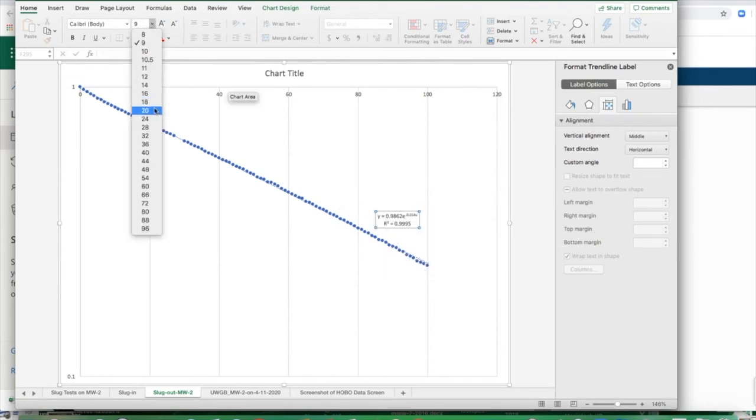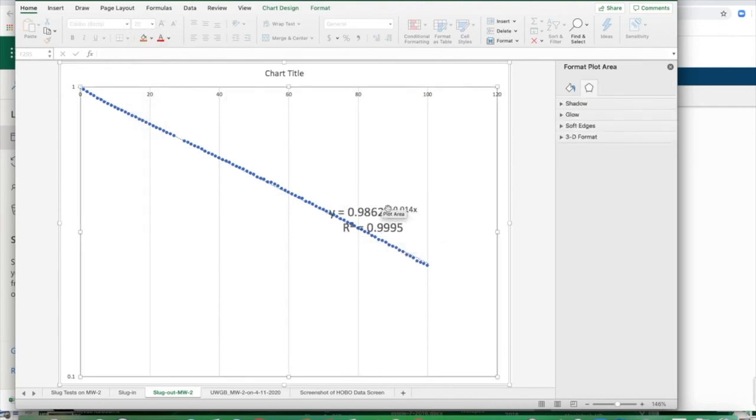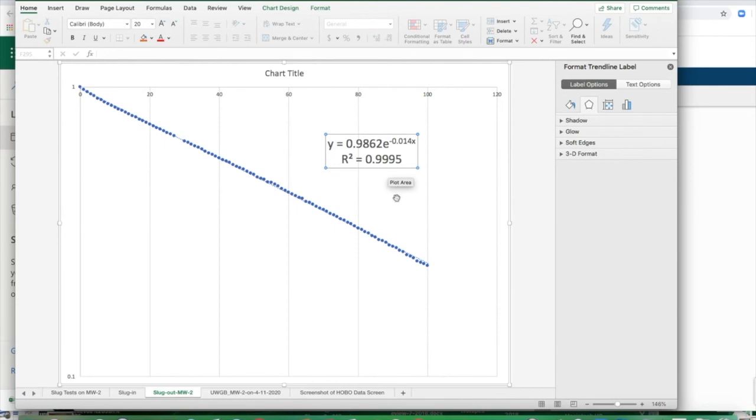And we can make it a pretty nice size so we can actually see it here. All right, 0.9995, that's a really good straight line data set. And we have an equation that we can do something with. So what do we want to do?